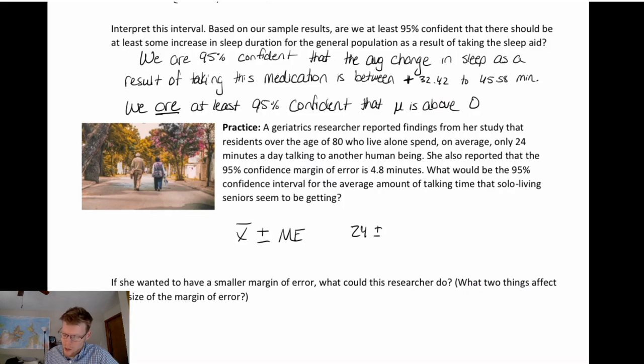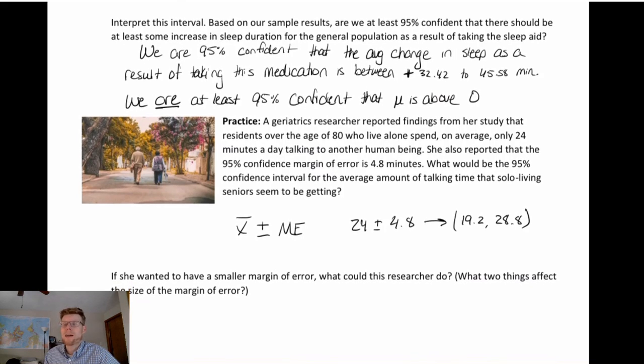And the margin of error appears to be about 4.8 minutes. That's how far her confidence interval extends for 95% confidence. What would be the 95% confidence interval? Well, I would just deconstruct this again: 24 minus 4.8 is going to be 19.2. 24 plus 4.8 is going to be 28.8. So that would be her 95% confidence interval given this information.